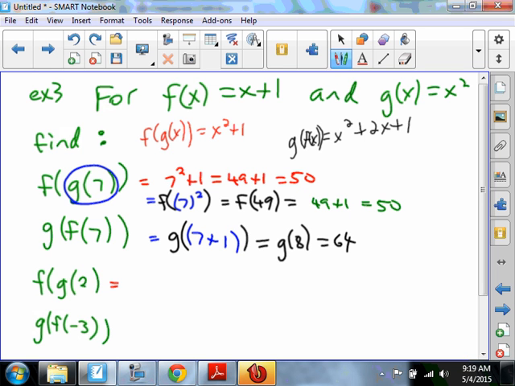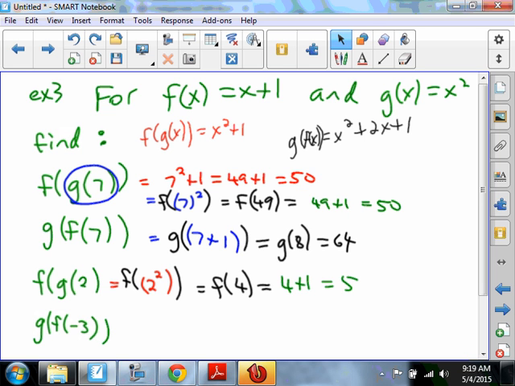Okay, so let's look at the next one, f of g of 2. So we're going to take 2 and g it. So it's going to be 2 squared, and then what do we have to do with 2 squared? We have to f it, which means plug it into the function f. So it's going to be f of 4, and what's f of 4? 4 plus 1, which is 5. I find that some people think it's easier to do this with numbers than it is with variables.